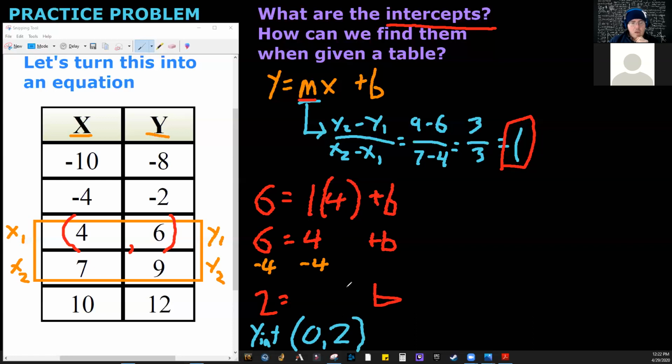Okay. Because that's what b is. In this equation, in this model, b is the y-intercept. And we all know a y-intercept has an x value of 0. So that's that. So now how do I get the x-intercept?